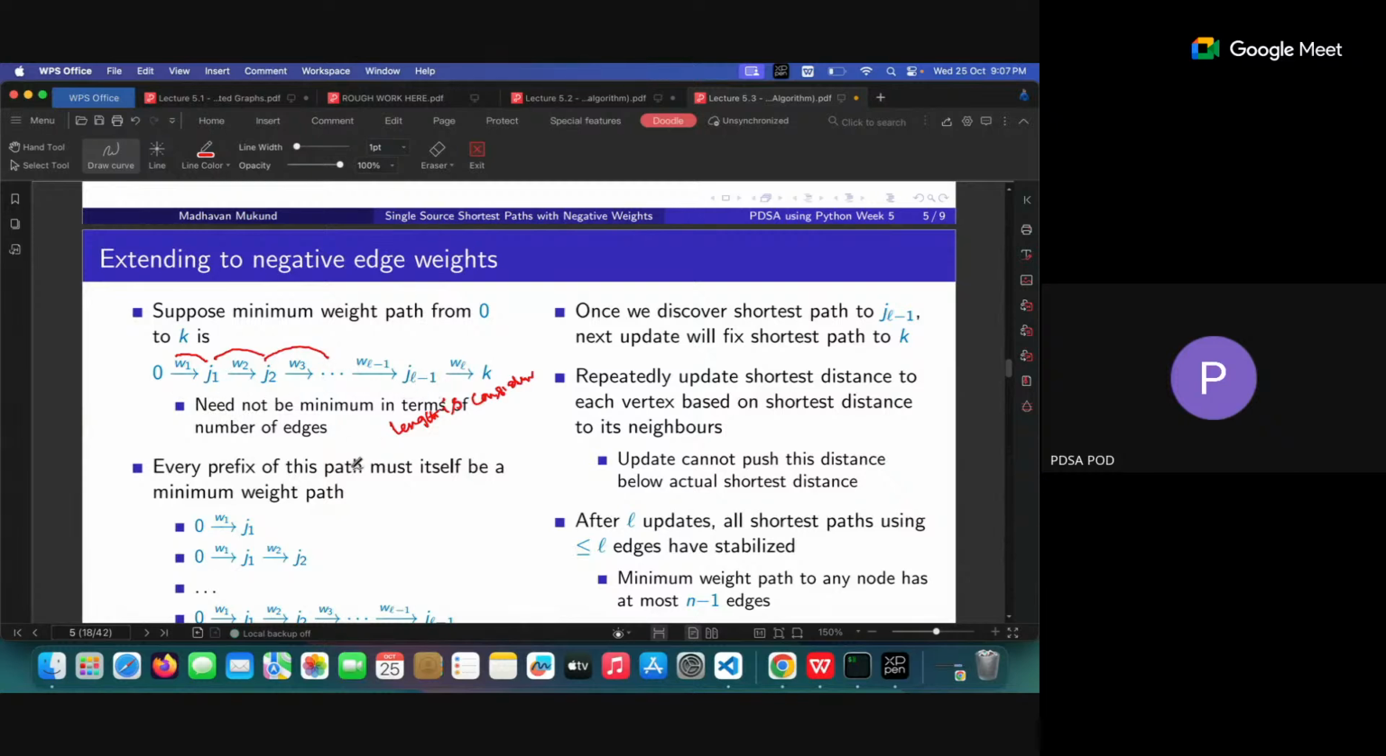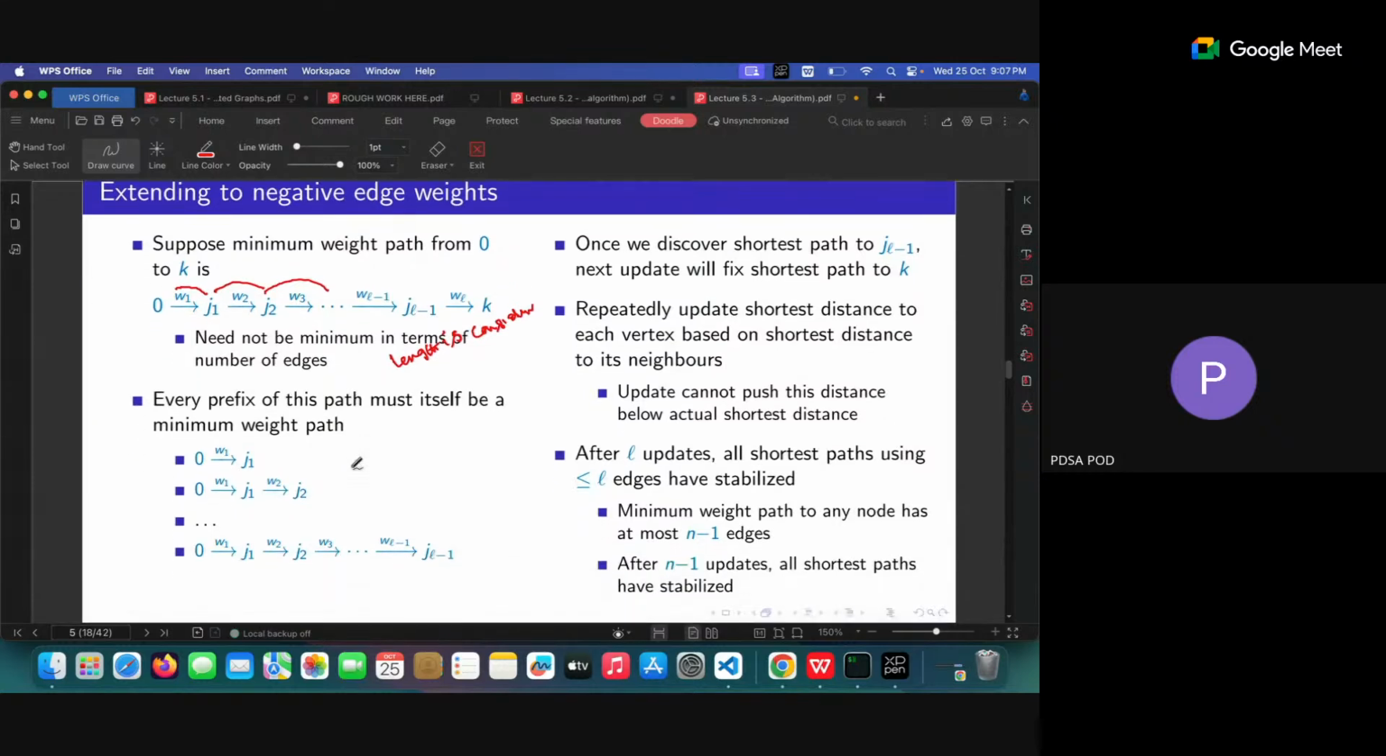Remember that every prefix of this path itself has a weight available here, that is W1. Here W1 plus W2 is there because the total weight is there. Here you have the sum of W1 plus W2 plus W3, and keep going. So once we discover that L-1, the next update will fix the shortest path.